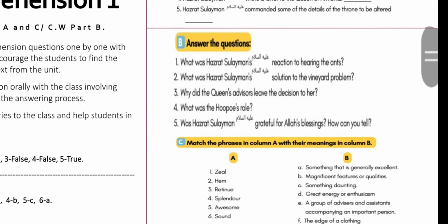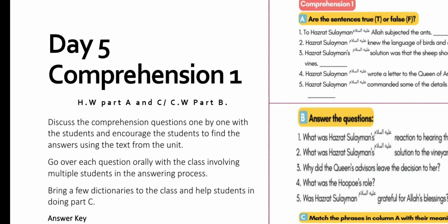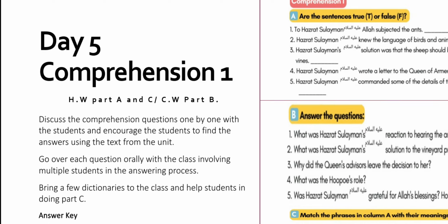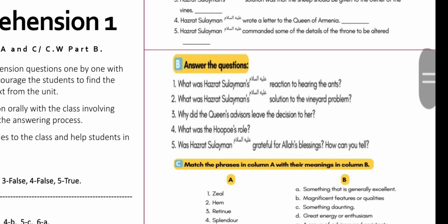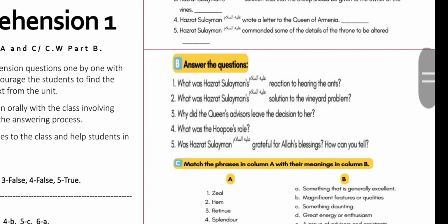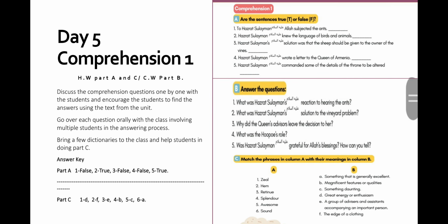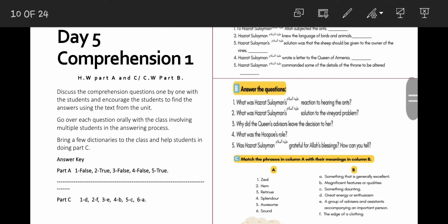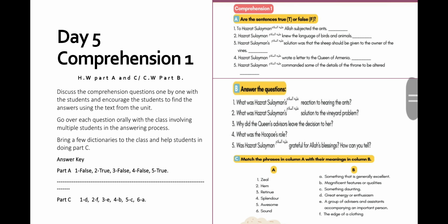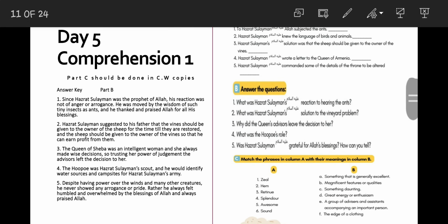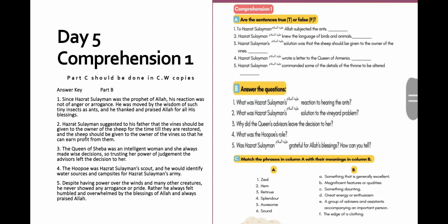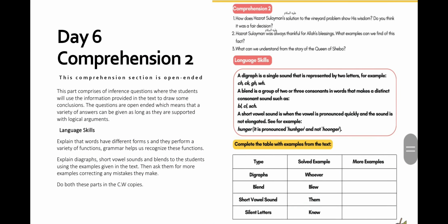Part C requires the help of the dictionary. Homework is part A and part C, while part B will be done in the classwork copies. Because part D requires some detailed answers of the questions. And as you can see, the answer key is provided for part A, for part C, and here you will see the answers of part B. I have written all the answers of part B here, but first you will ask the students orally, and then if you wish, you can write these answers on the board. So this is day 5 for reading comprehension. We are tackling the first comprehension of this unit.